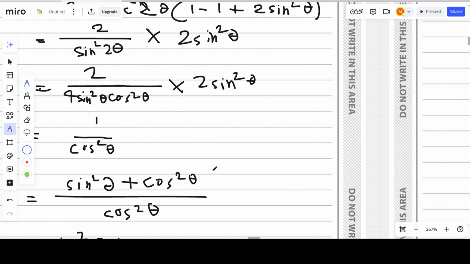Or the other thing you could do here, if you write 1 over cos squared theta, you can write sec squared theta. Sec squared theta can be written as what? From trigonometric identities, we know that sec squared theta minus tan squared theta is 1. So sec squared theta can be written as 1 plus tan squared theta. Both ways will work, no problem. Same thing. So that's what we got, the right hand side.